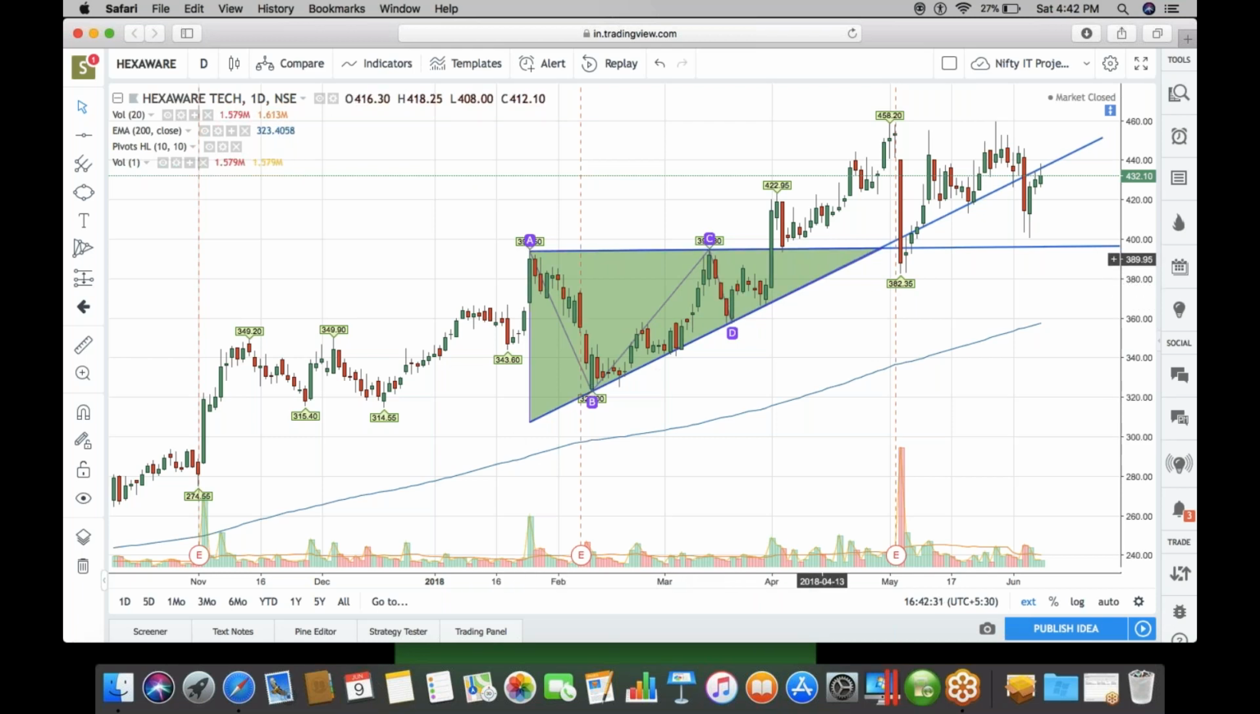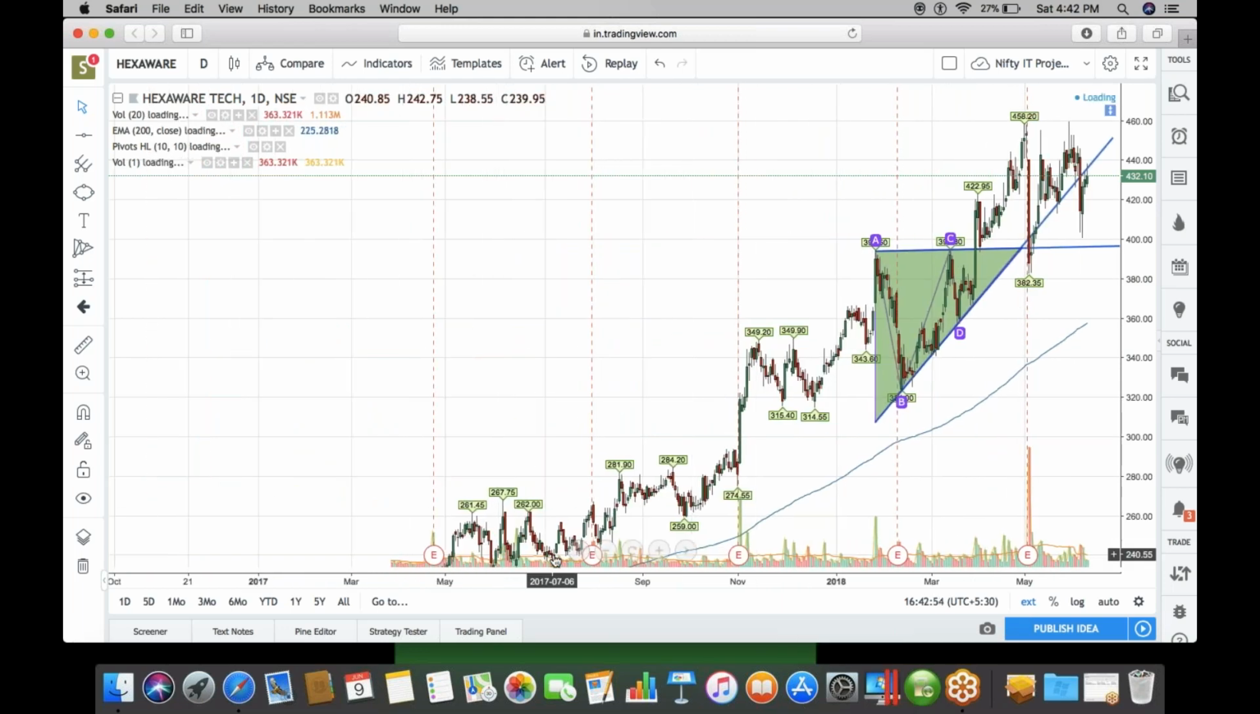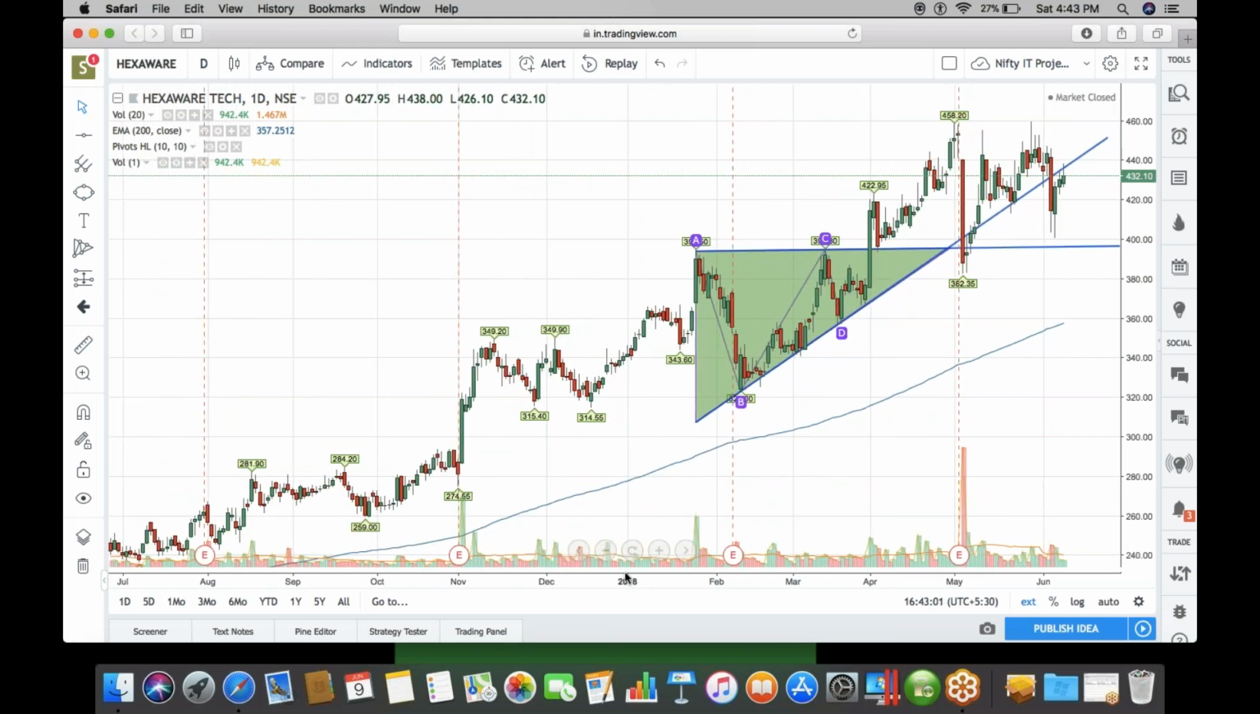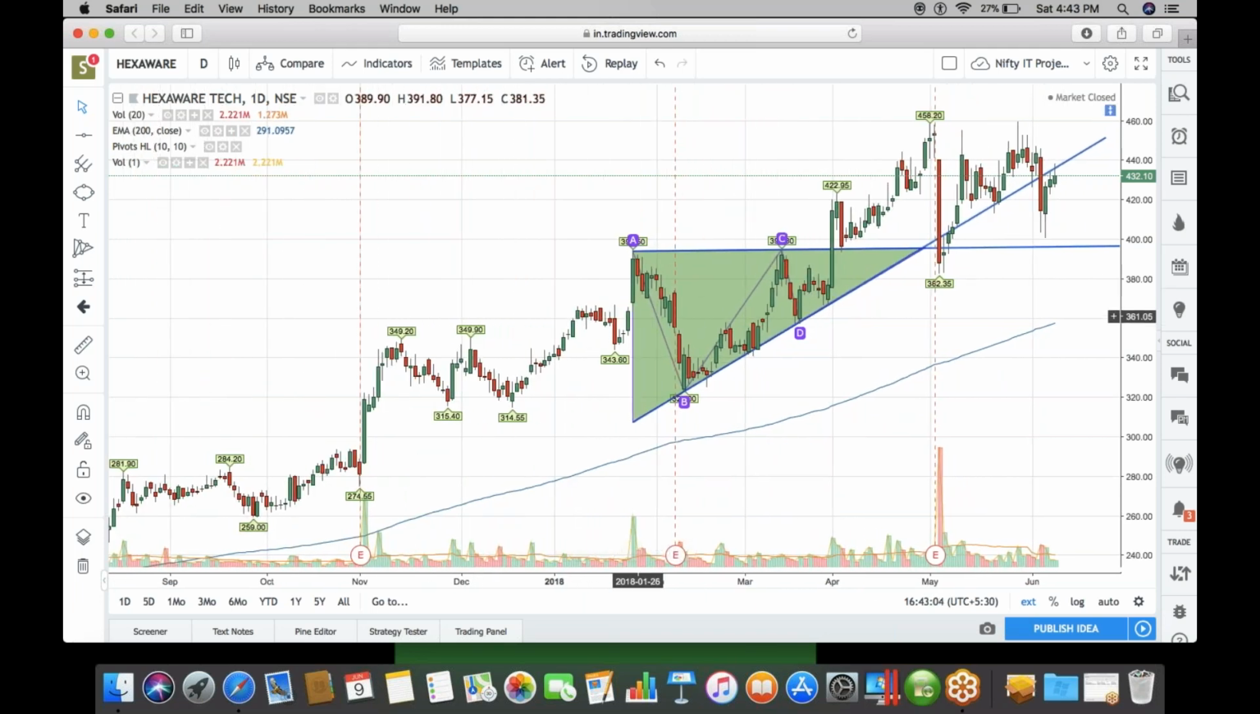Now, what is the rationale for this ascending triangle, or what is the story for this ascending triangle? I'll repeat. 2-3 days back, I repeated this thing in my Telegram channel also. Say, for example, there is a fund manager of a mutual fund company which is invested into Hexaware at some level. Say, for example, at this level, since 2007 at 241 level.